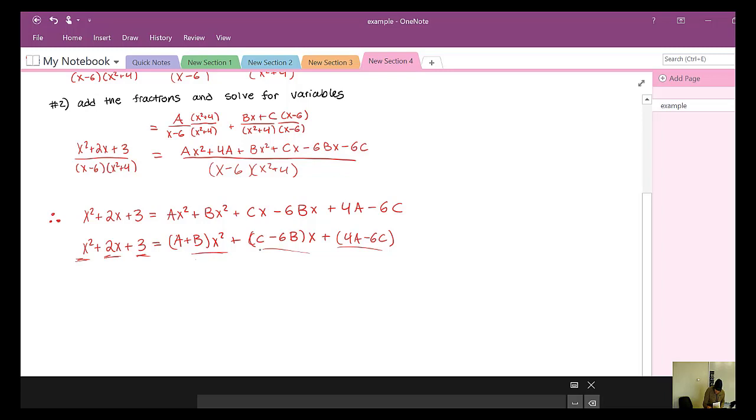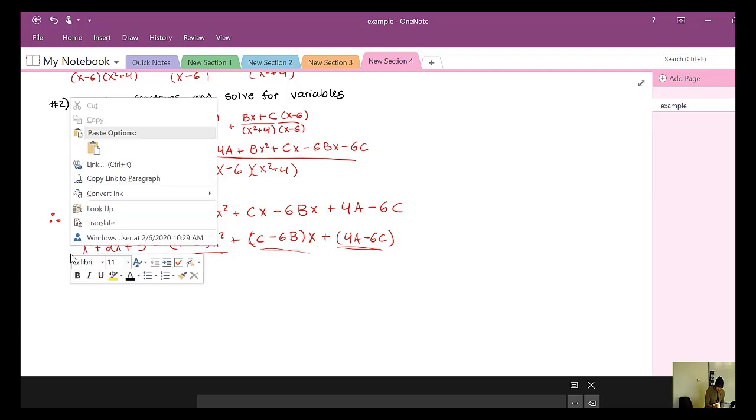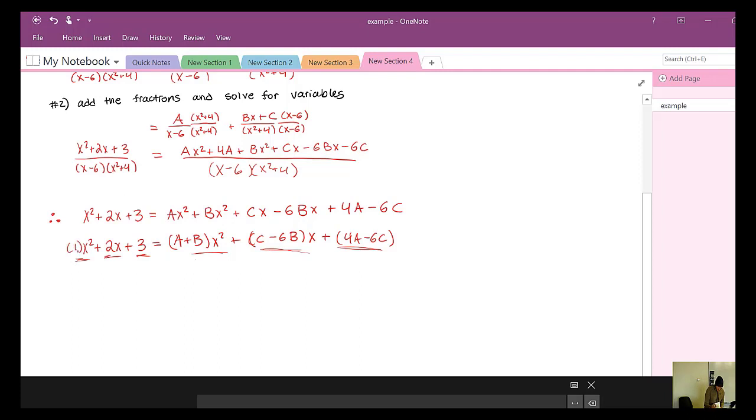So what we can do with that is, the number of x squared terms on this side of the equation has to equal the number of x squared terms on this side of the equation. So that means, if I think of this guy's coefficient as 1, I can set this coefficient equal to that coefficient. So I can say a plus b equals 1.